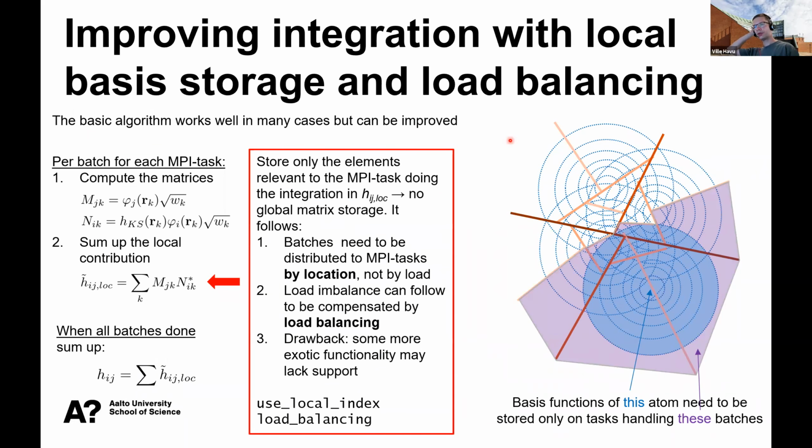What you can do is switch on the so-called local index by the keyword use_local_index, which switches on an algorithm which stores only the elements relevant to the MPI task doing the integration. So if you think again of a schematic picture, there is the atom, and the basis functions of this atom are extending in this area. So you need to handle these basis functions only on those MPI tasks that are handling these batches, because they will never be needed on the other batches.